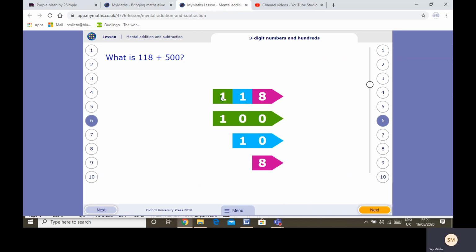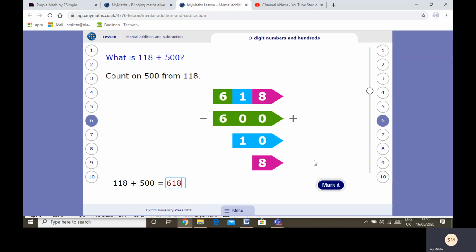So again, we've got 118, we're adding on 500, so we need to change this number 5 times. So we can go 1, 2, 3, 4, 5, and we know it's 618. I didn't notice that when I was going through the lesson on my own, so that's good that you can use this to help you if you want to.